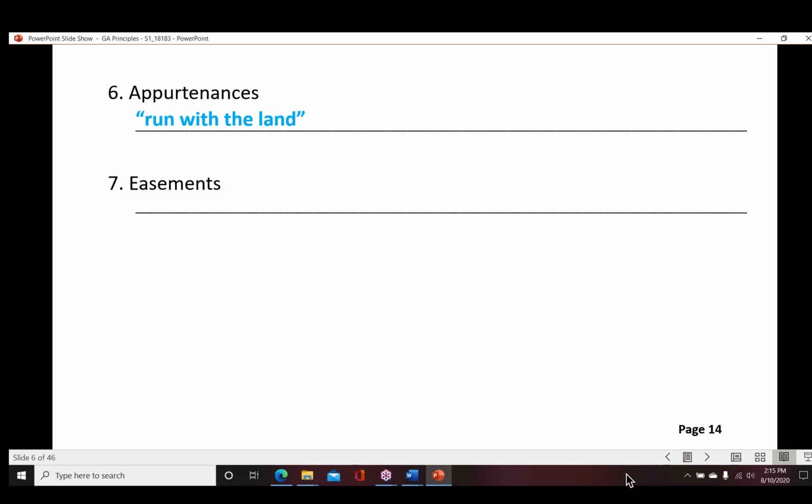Easements are types of appurtenances and they are types of encumbrances. Encumbrances, E-N-C-U-M-B-R-A-N-C-E-S. I think I spelled that right. It's close enough. Encumbrances. So easements are types of appurtenances and types of encumbrances.